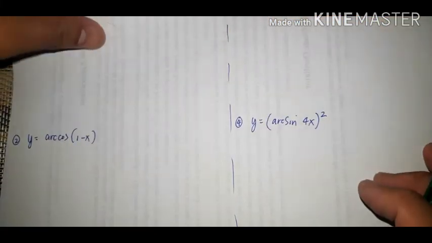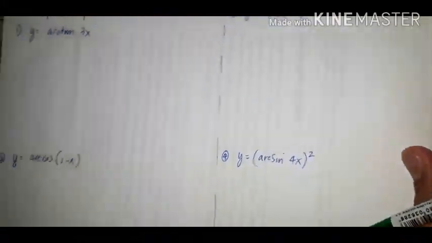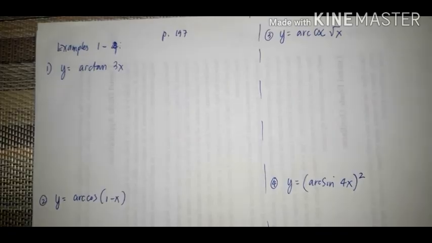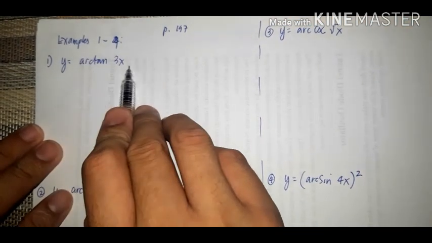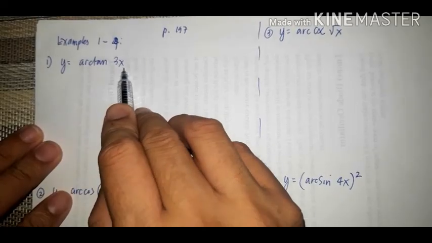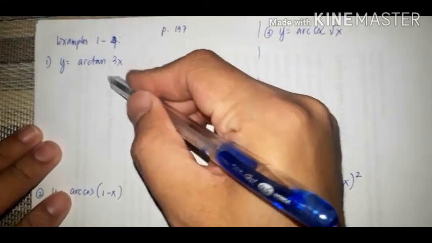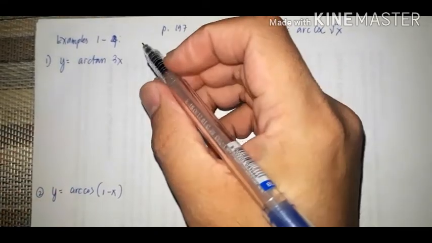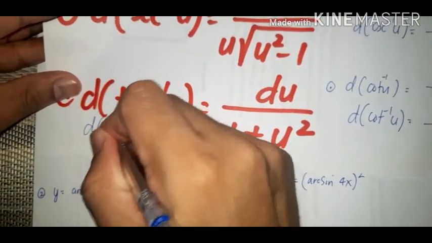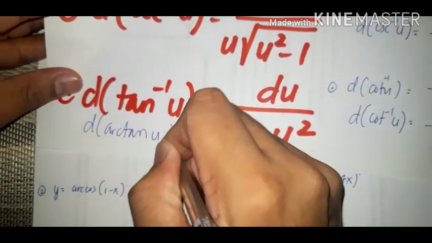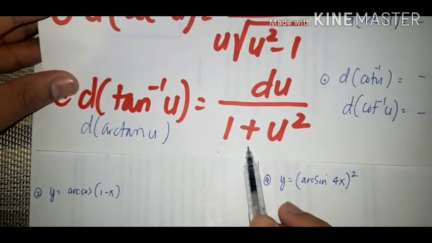So, let us try to apply the formulas na nakasulat dyan. Or, we have here, example number 1, y is equal to arctangent 3x. In that case, arctangent u. So, arctan u. So, this represents your u. That's 3x. So, ang sabi sa formula, ang derivative ng arctan is du over 1 plus u squared.